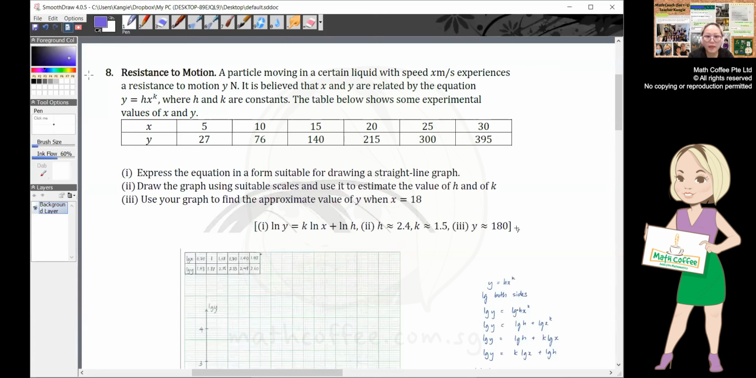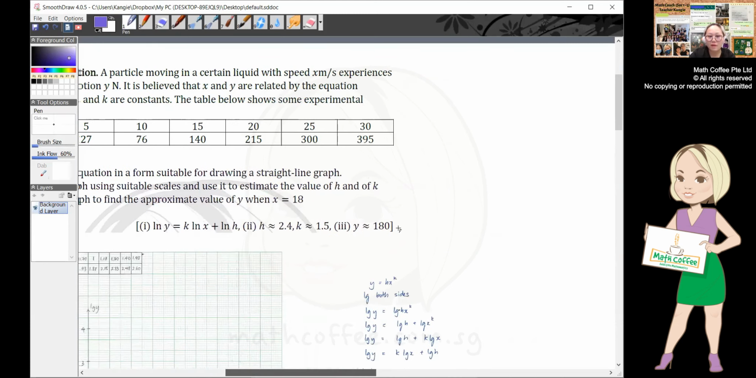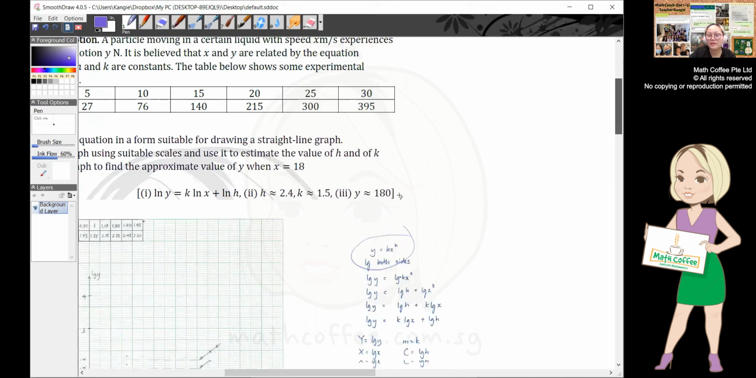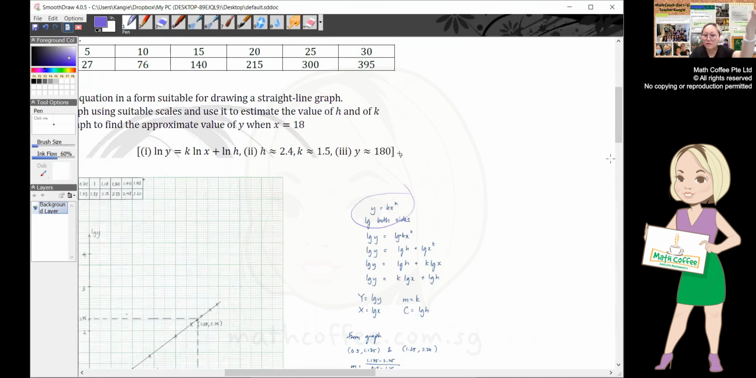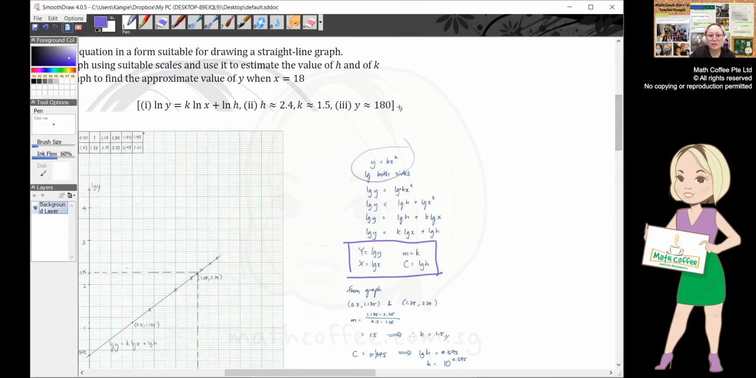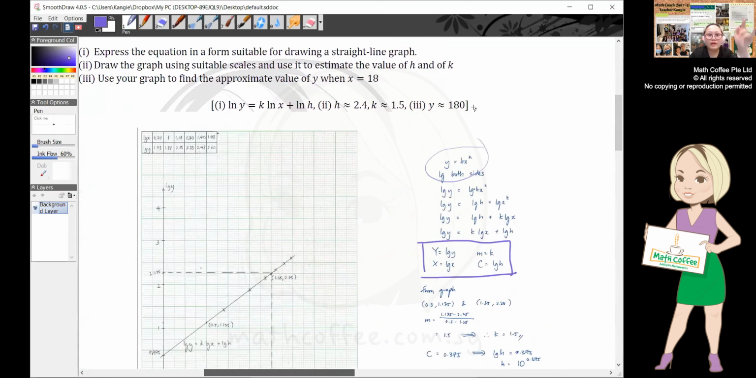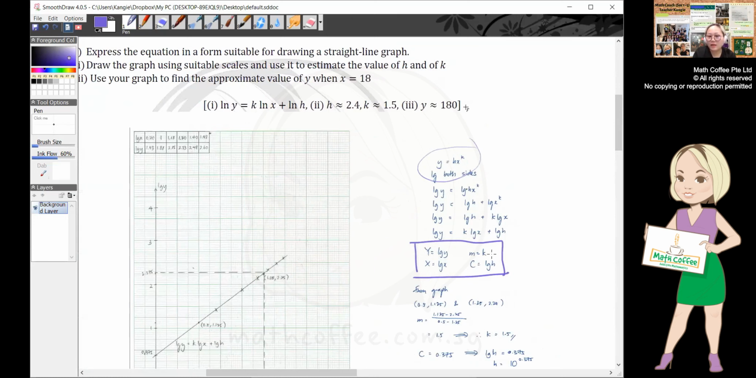Okay, this one, question 8. Again, they give us the non-linear form. So you see behind my graph paper, I will massage. This is based on question 1, question 2, the skill they have learned, right? And then you must always write out this one. Next is, they always ask you to find the unknown alphabet. For this case, my gradient is K, my big C is log H.